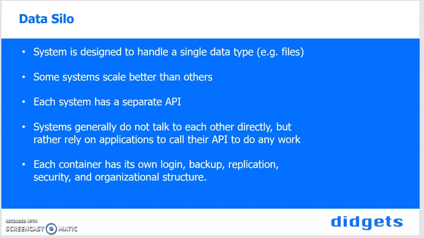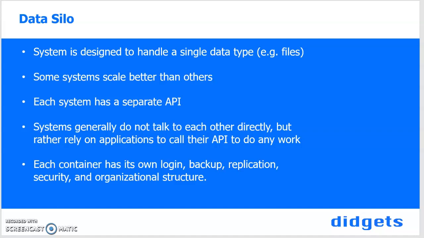Now, each one of these systems forms a data silo. I mean, it generally is designed to handle just a single kind of data. The file systems only handle files. And some systems scale better than others. File systems are notorious for not scaling very well, meaning once you get a couple million files within the file system, it becomes very hard to find all of your photos or all your documents with a certain attribute on them.